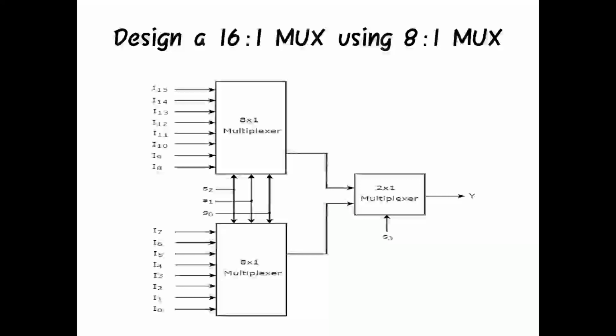Next, design of a 16:1 multiplexer using two 8:1 multiplexers. We have two 8:1 multiplexers, you take them down. Next, for these 8:1 multiplexers, I have 8 inputs and 3 select inputs, as you can see. Finally, the outputs of these two are connected to a 2:1 multiplexer along with one select input S3.